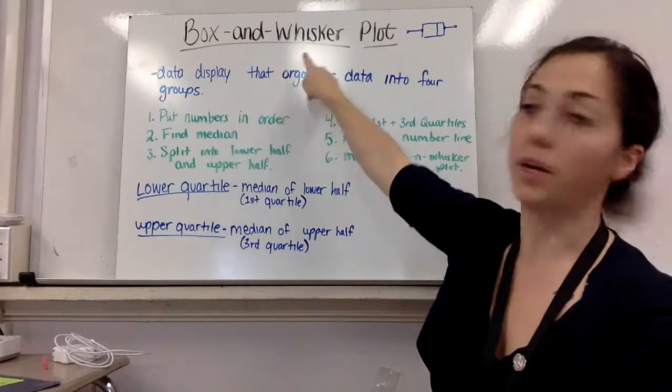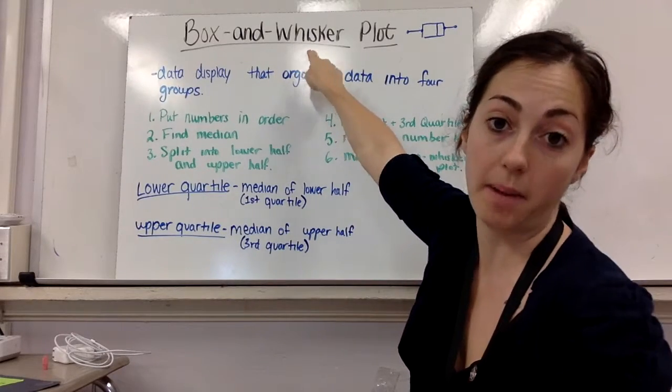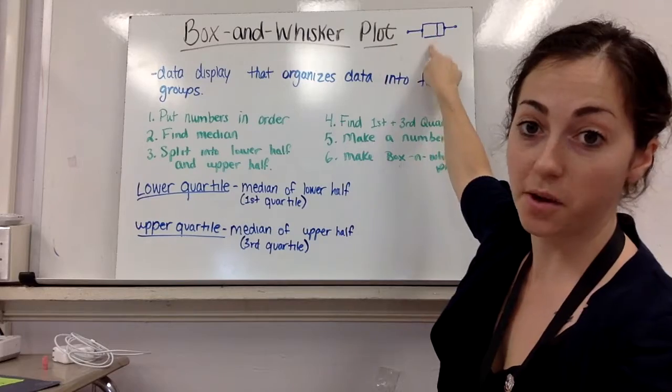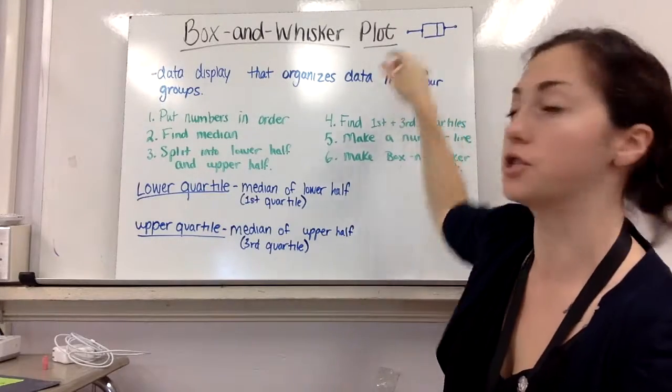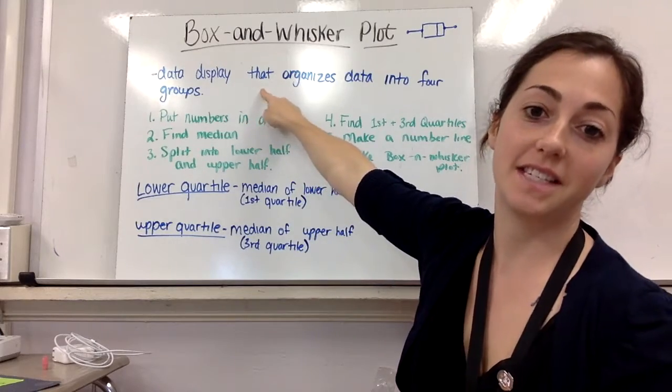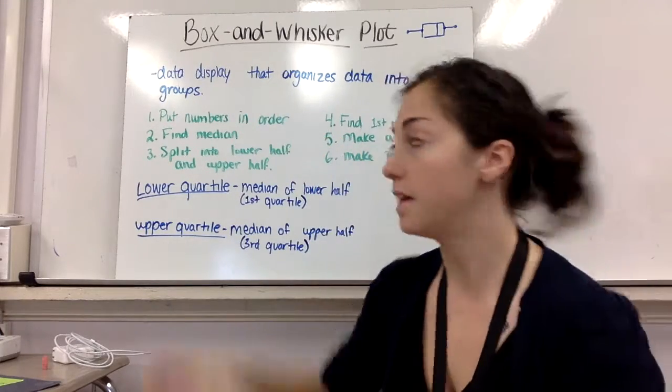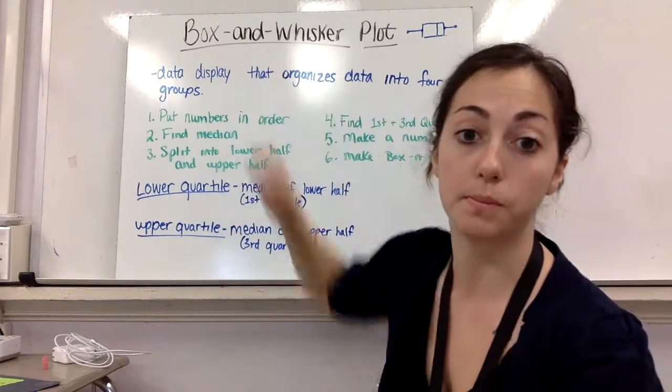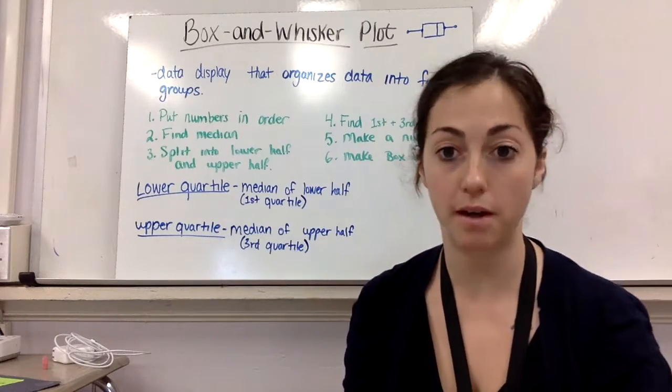Hello everyone, today we're talking about a new data display, box and whisker plots. If you remember this, I drew a little picture of it to remind you of what it is. And here's all the details. It's a data display that organizes data into 4 groups. So here's some steps on how to do this.